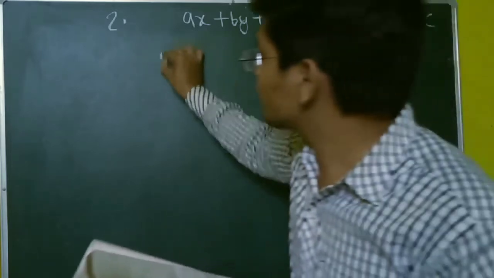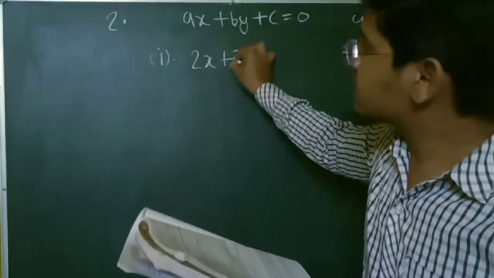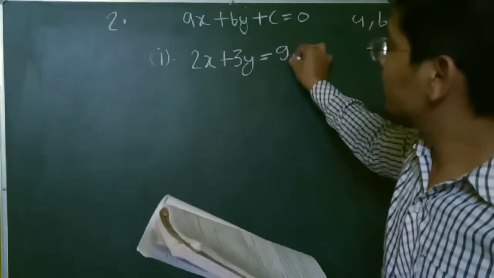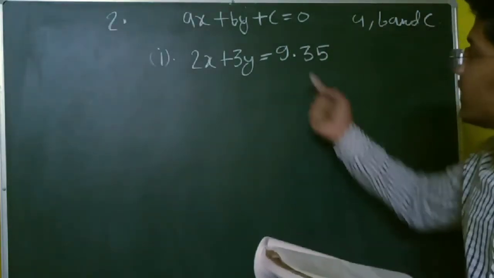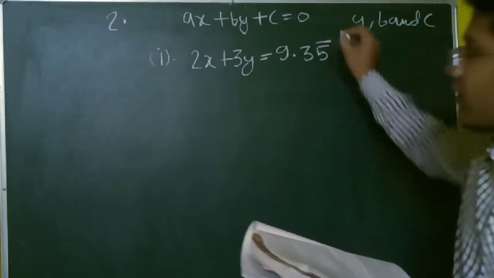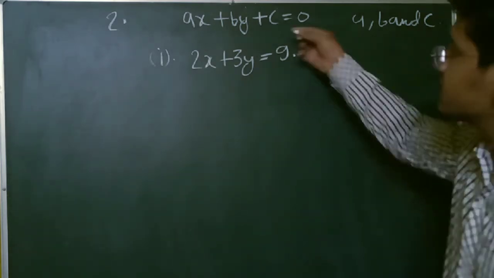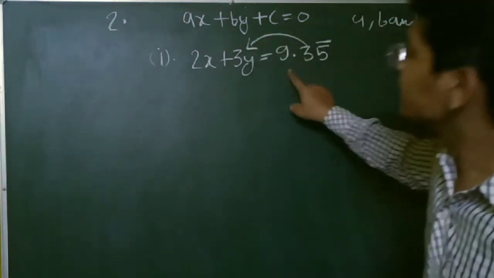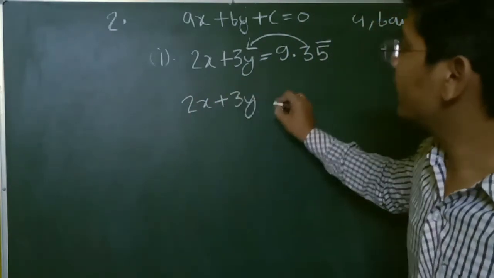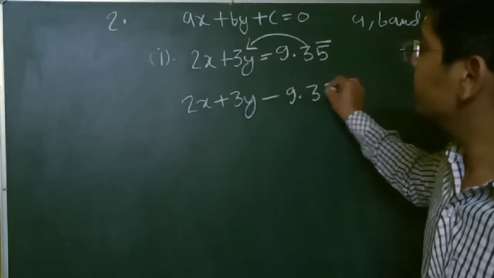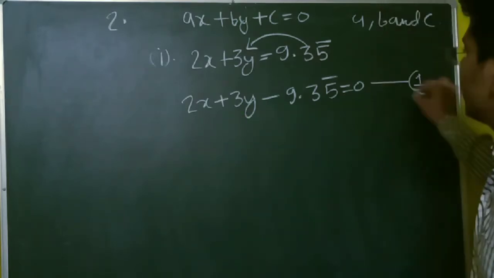So in our first question, we are considering 2x plus 3y equals 9.35 bar. Now before writing it in this form, we have to transpose 9.35 bar to this side, so it will become 2x plus 3y minus 9.35 bar equals 0. We will call it equation number first.